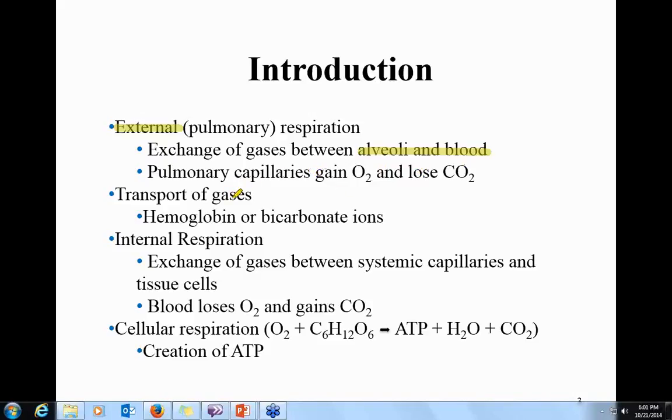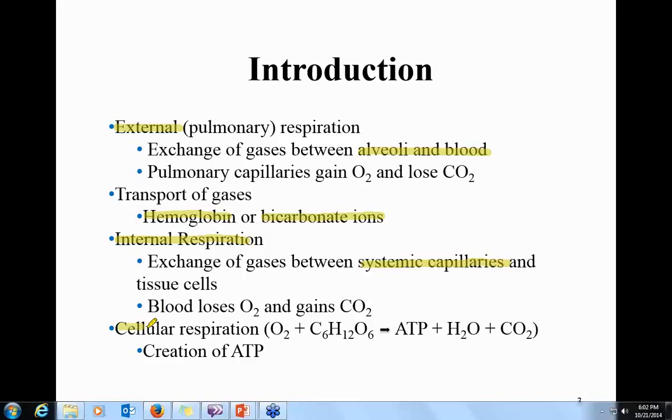There's also the transport of gases. Hemoglobin is the primary transport for oxygen, whereas bicarbonate ions are the primary transport system of CO2 in the blood. Then we have internal respiration. And again, this is the exchange of gases between the systemic capillaries. So this is occurring throughout the body, and the blood loses oxygen and gains carbon dioxide.